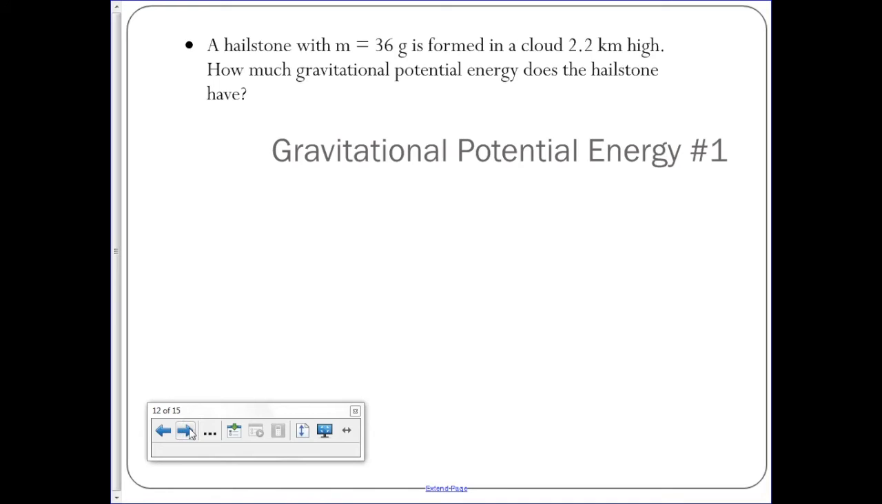So let's look at some examples. Let's do some calculations together. We have a hailstone with a mass of 36 grams formed in a cloud 2.2 kilometers high. How much gravitational potential energy does the hailstone have? So, two important pieces of information.